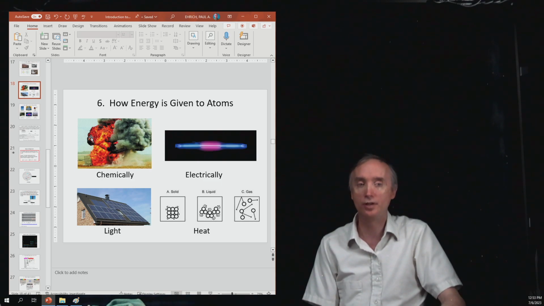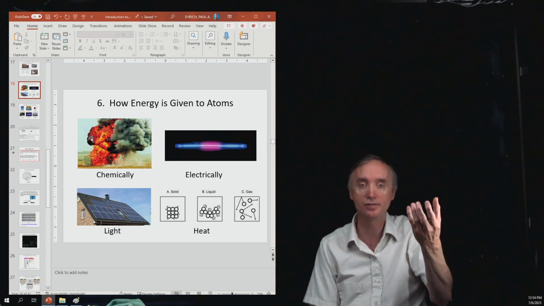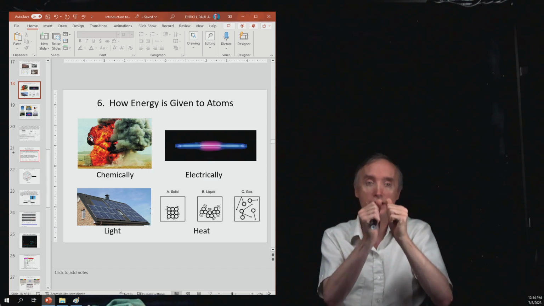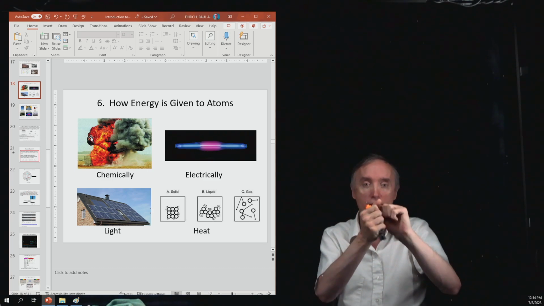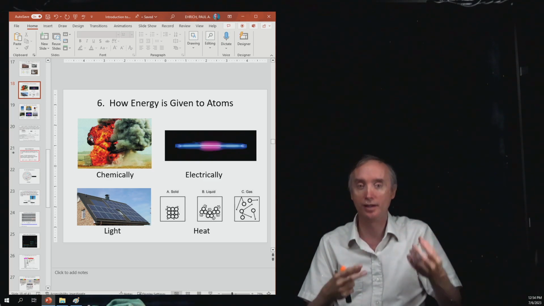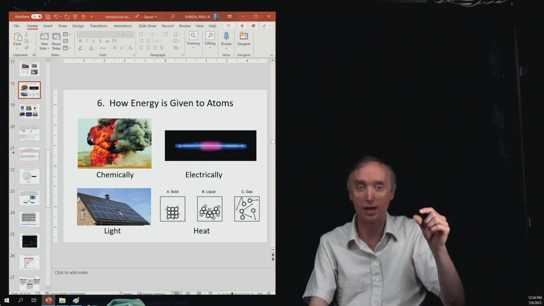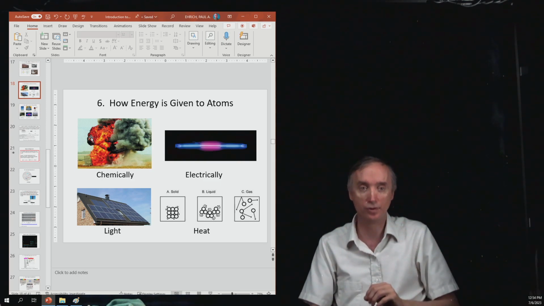Then you can also give energy to an atom by hitting it with light. An example here is solar cells, solar panels. You can also give energy to an atom by heating it. In this case, if you have a piece of ice and you heat it, the atoms start to vibrate and they break apart into individual clumps of atoms. So that's going to be a liquid. And then if you continue to heat it, it breaks apart into individual atoms, and so then it turns into a gas.